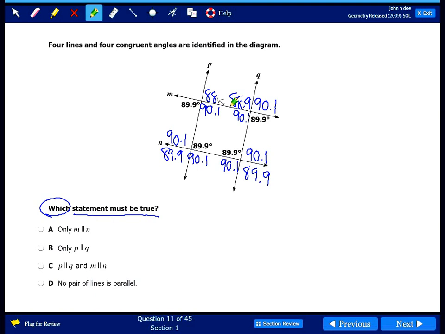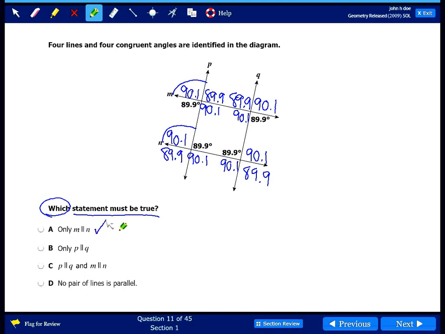Whoops, this is 89.9. So whenever we do this, you should be able to see something. We have corresponding angles that are congruent. So M and N are definitely parallel. So M and N are parallel.